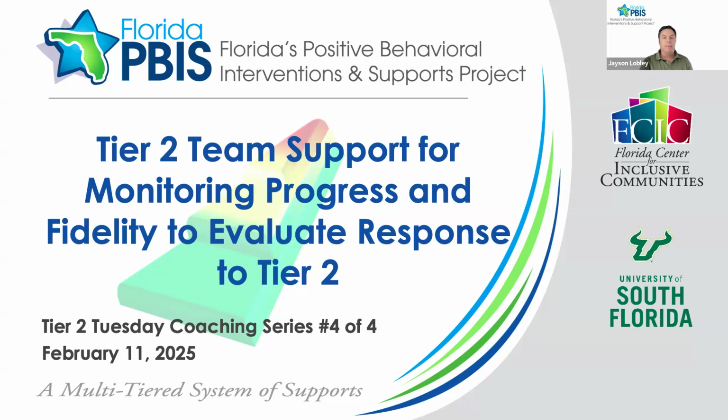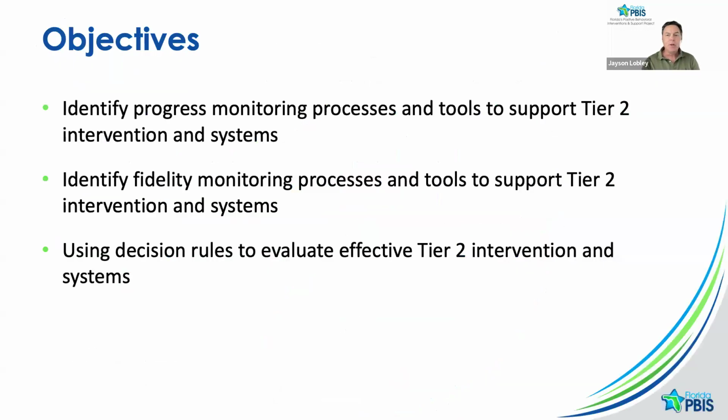As Nicole mentioned, we're going to wrap up our Tier 2 coaching series today. This is our fourth chat of four. And the topic today is Tier 2 team support for monitoring progress and fidelity to evaluate response to Tier 2. So that's a lot there, but we're going to go ahead and unpack that today. So the objectives we're going to focus on today are on how teams can support the evaluation process for their Tier 2 interventions. As we're implementing, we want to make sure that our interventions are working and our systems are all in place too. So we're going to explore our progress monitoring tools to support Tier 2 intervention systems. We'll also explore fidelity and progress monitoring tools to support Tier 2. And we'll also look at how teams can use decision rules to evaluate the effectiveness of Tier 2 interventions as well as their systems.